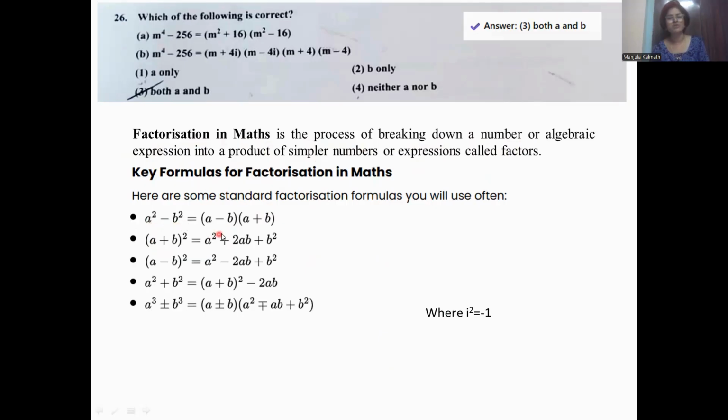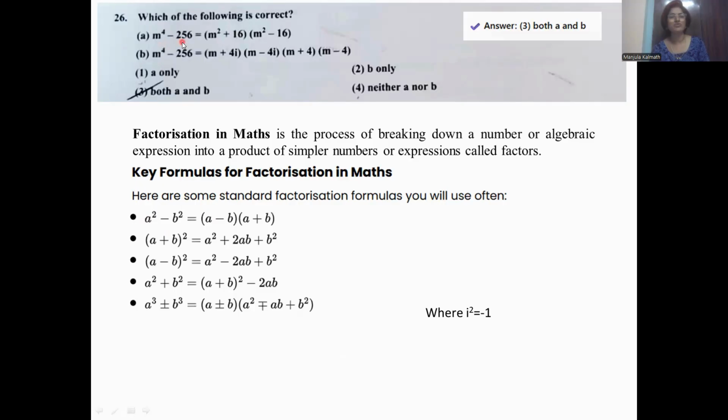a square minus b square equals a plus b into a minus b. a plus b whole square equals a square plus 2ab plus b square. a minus b whole square equals a square minus 2ab plus b square. Thus a square plus b square equals a plus b whole square minus 2ab. a cube plus or minus b cube equals a plus or minus b into a square minus or plus ab plus b square. Now this is very suitable for the first given equation.